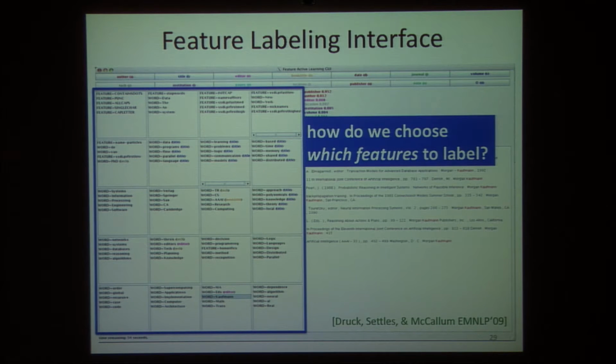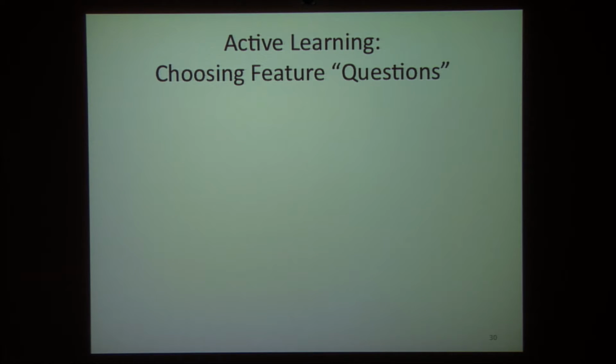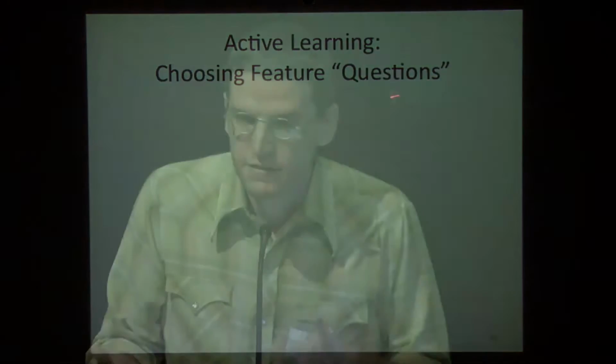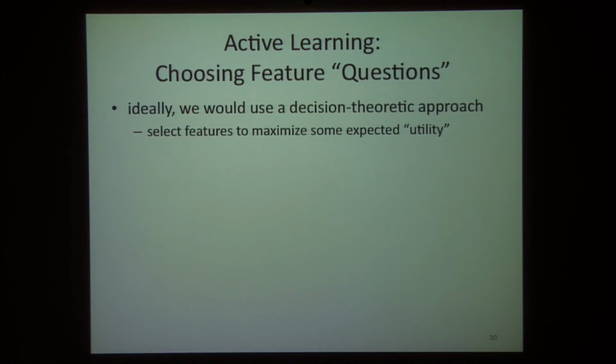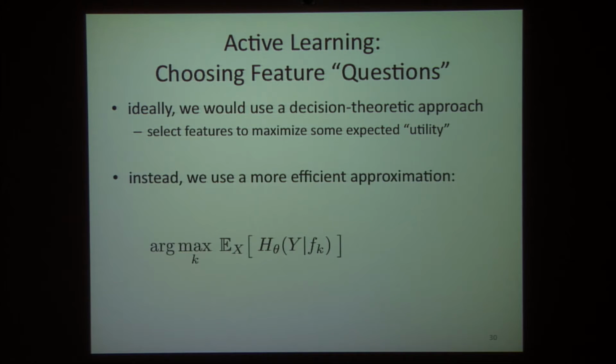So an important question is, how do we choose which features to present in this user interface? There are hundreds of thousands or millions of these features. We can only fit like 20 of them here, or 100, I guess. So this is a new form of active learning that's not asking questions about instances, but about features. Ideally, we'd use some fancy decision theoretic approach that's well motivated to select the features that explicitly maximize some utility measure. It turns out to be very difficult and intractable, so instead we use a more efficient approach. We tried a bunch of different heuristics, and there's a paper on this if you're interested in looking into it. This is one that worked very well.